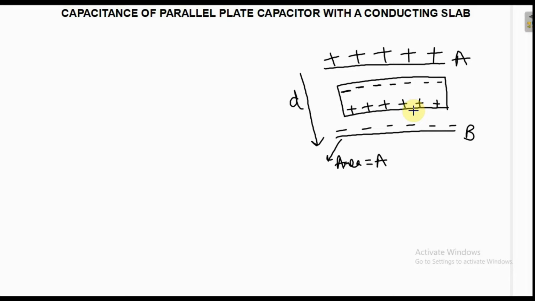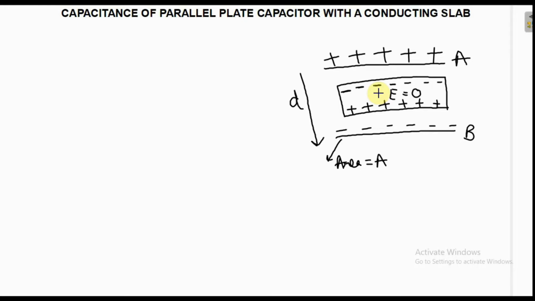As we know, the electric field inside a conductor is 0. So we can see here there are an equal number of negative and positive charges. So we can say that inside the conducting slab, E is equal to 0.